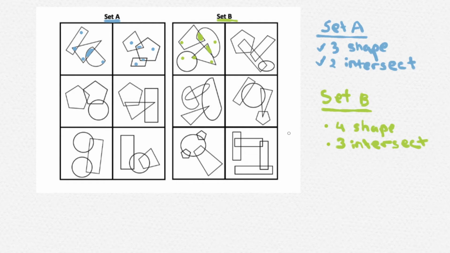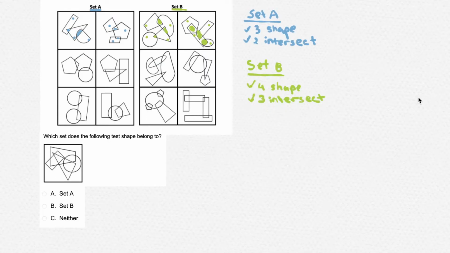So in the second square of set B, we can count 1, 2, 3, and 4 shapes. So that rule is true. Now let's count how many intersections. 1, 2, and 3. So that means our final rule for set B will be 4 shapes and 3 intersections.